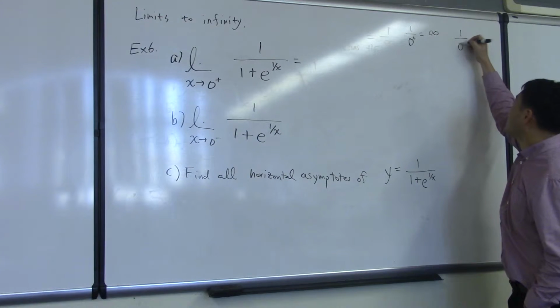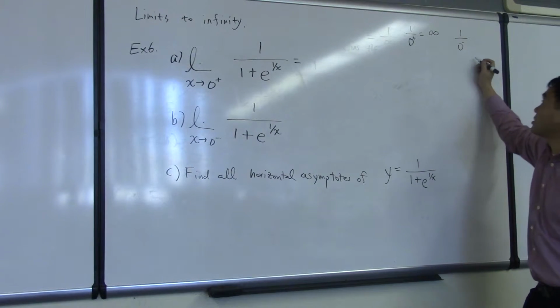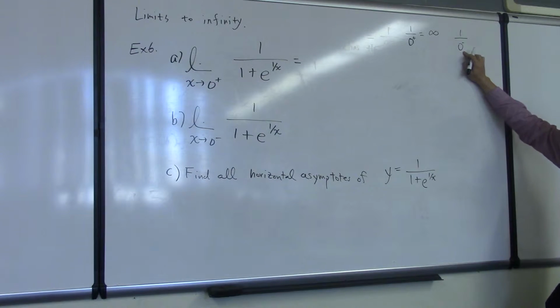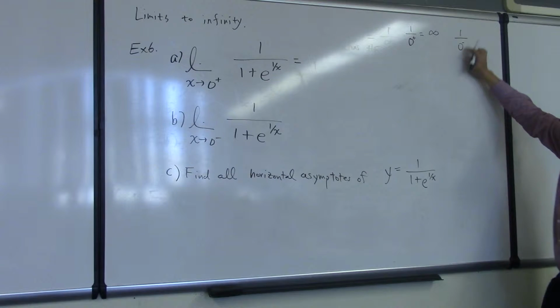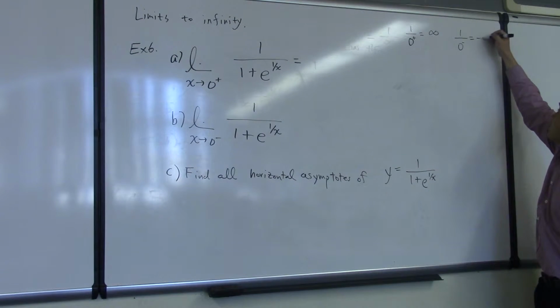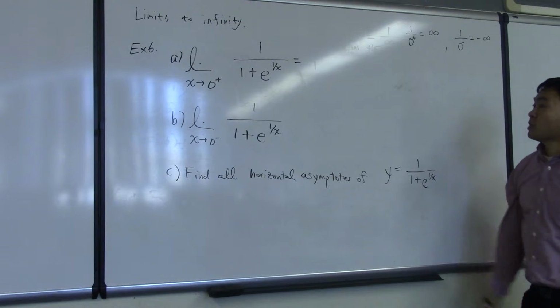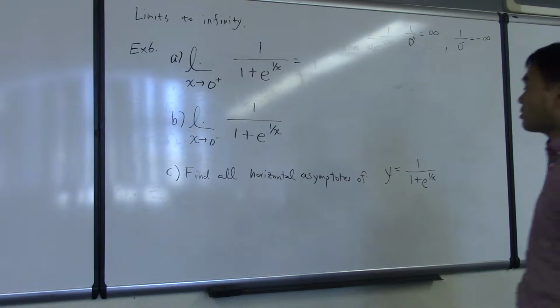Whereas if you divide 1 by 0 minus, it is a negative number, because we are using numbers approaching 0 from the left of 0, which is negative. So for this case, you still get infinity, but it's a negative infinity. So we have to use both in order to solve these questions.